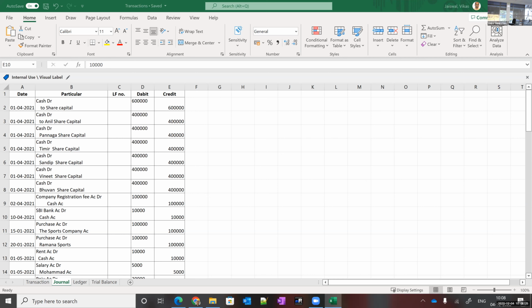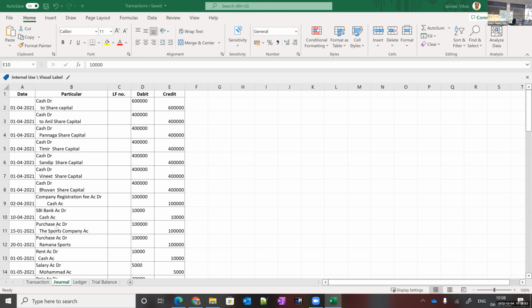At that time the entry will be land and building account debit, furniture account debit, all the asset accounts debit, to share capital, when you convert your sole proprietorship or partnership into a company. Then you have to open a bank account, and all money will go to the bank account only. Okay, next, what has he done?